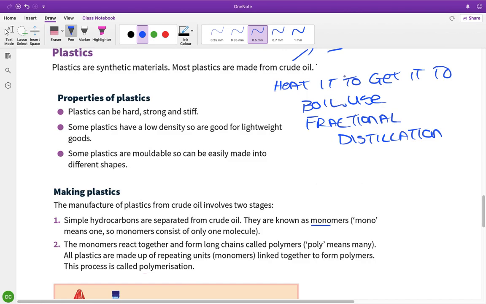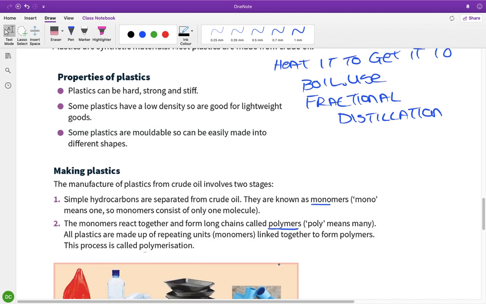They separate it by boiling it, making the hydrocarbons turn into liquid. And then they use a process called fractional distillation to separate them. And then the monomers react together to form long chains called polymers. And poly means many. So you have your monomers that react together and become polymers. And you'll notice with most plastics that they have the word poly in them. It's because they're made from this process, so they're pretty much all made of polymers.